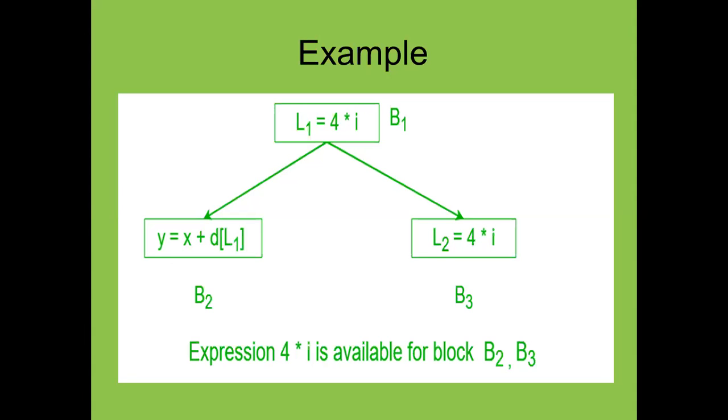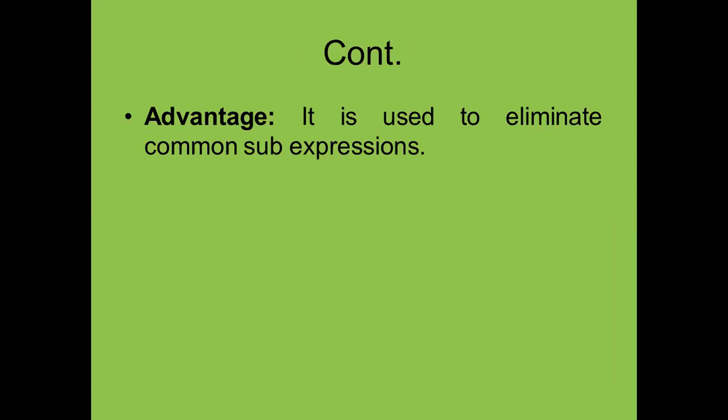Now you can say at B2 and B3 level, the expression is available. Now what is the advantage of this? Why are we using this available expression? The advantage is that it is used to eliminate the common sub expression. Our target is to eliminate the common sub expression.